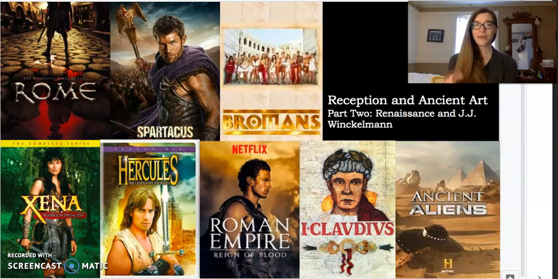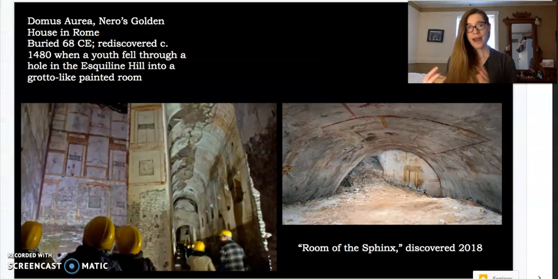And in this section, I'm going to be talking about the Renaissance and the rediscovery and rebirth of the classical mode in the Renaissance period, and J.J. Winckelmann, the father of art history, and his perception of the way that we should think about the classical world. So I want to start by discussing a little bit about the way that some of the major monuments of the classical world were discovered.